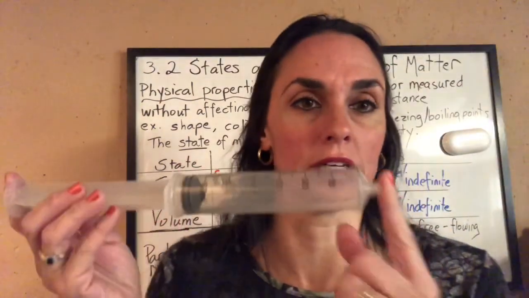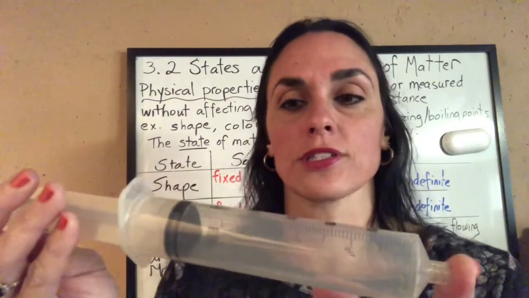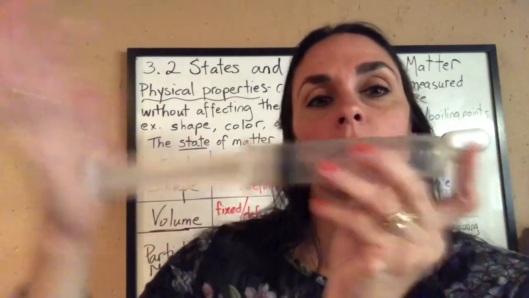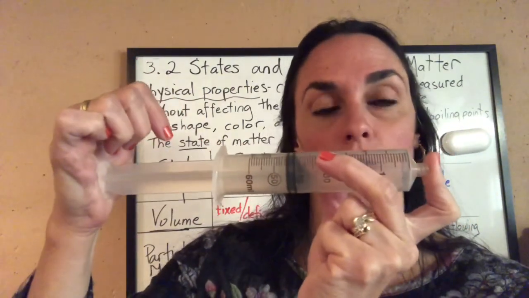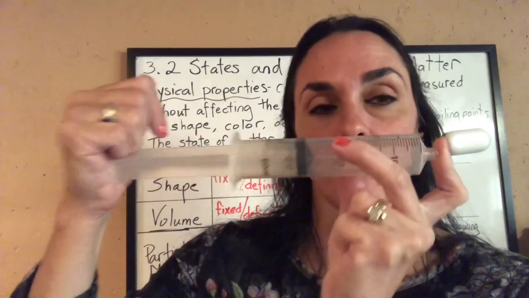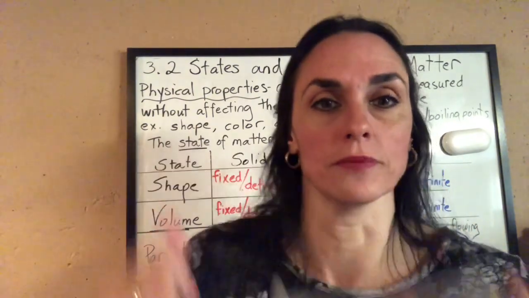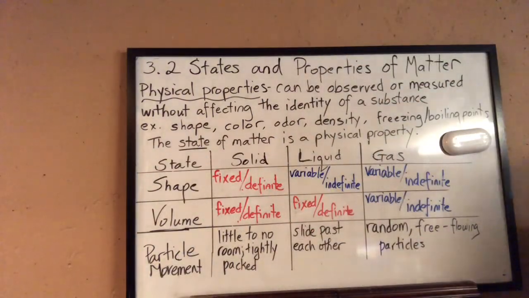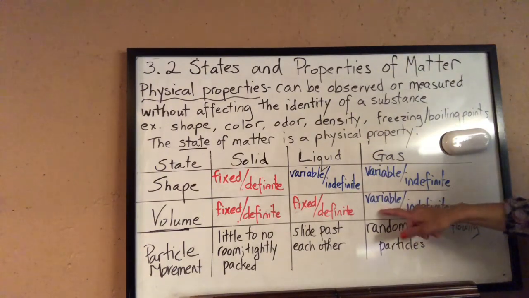If I have a syringe here, and I put my finger here, I'm going to trap a certain volume of air in here. By applying pressure, I'm now changing the shape and I'm changing the volume. I haven't let go, my finger is on here. I've changed the shape, and I have changed the volume. Gas particles are random, free-flowing. They're always in constant motion, which therefore allows for the shape to change, variable, indefinite, and the volume to change as well.